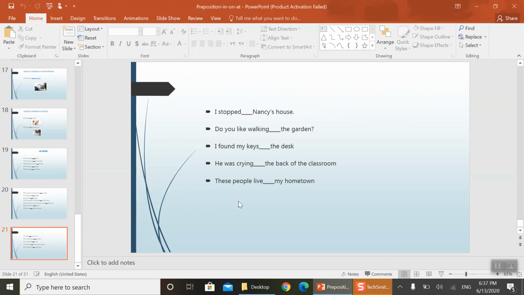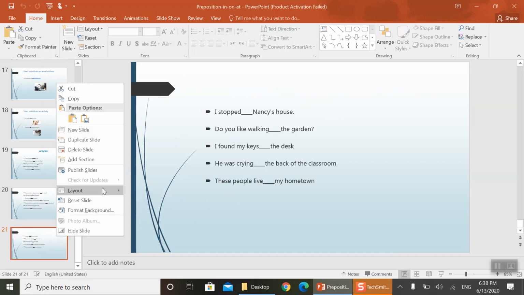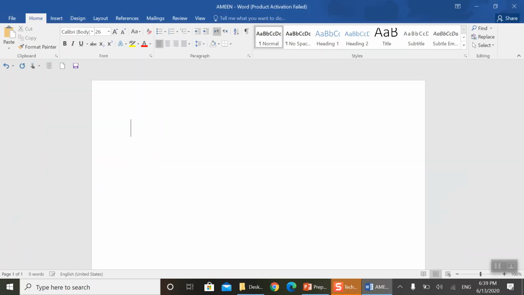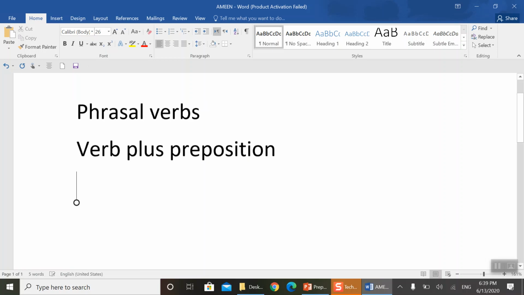We finished with this, but I want to add a new idea. I hope I can add phrasal verbs. In phrasal verbs, we have verb plus preposition. We just talked about the preposition. Okay? This is what? Phrasal verbs.